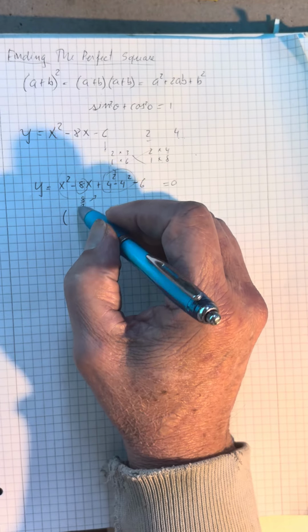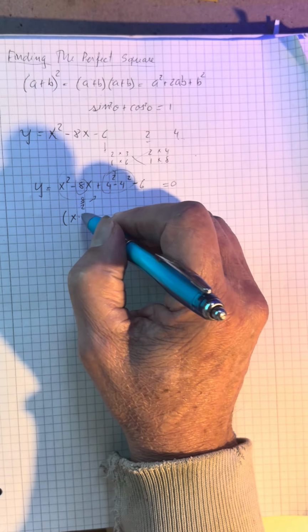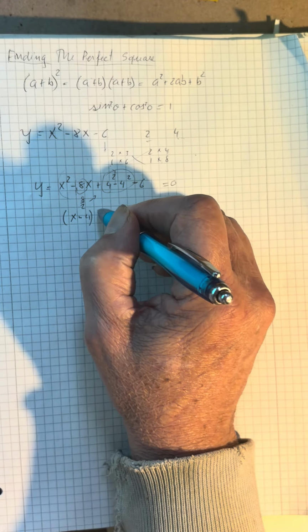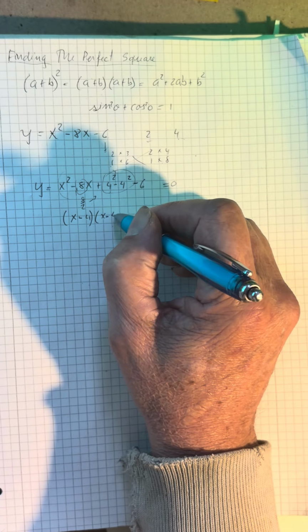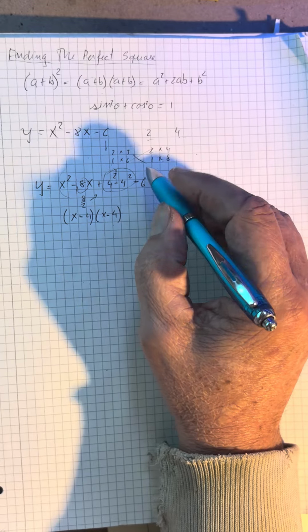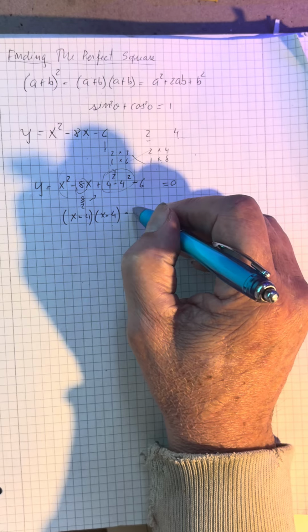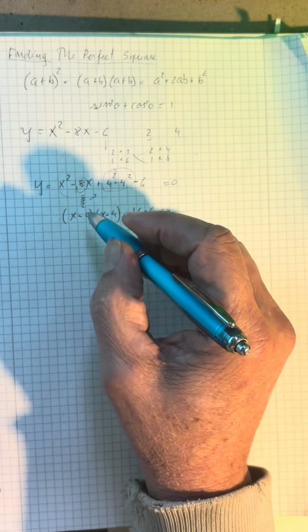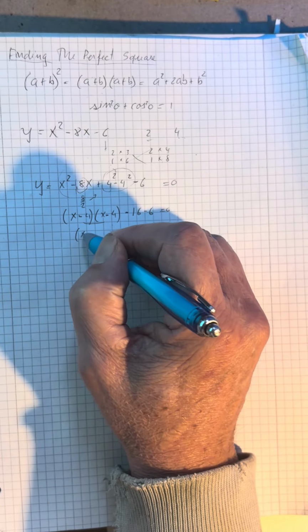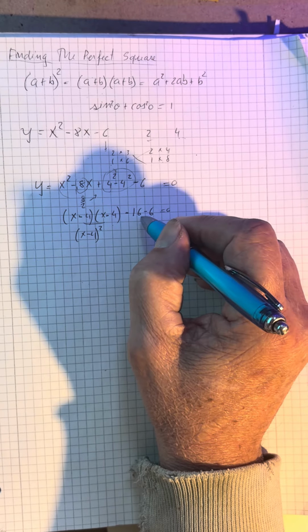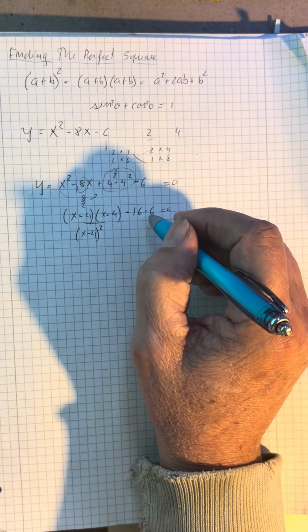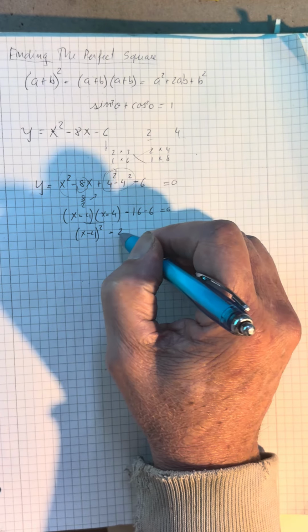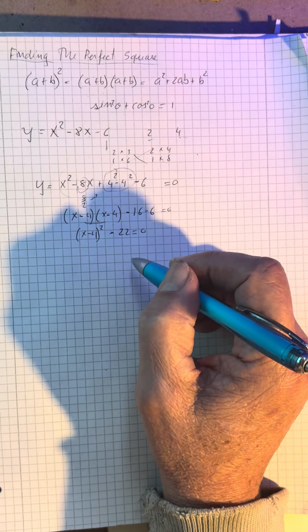So we will write x minus 4, because of the minus sign here, and x minus 4, and then we write the rest of the stuff, which is minus 4 squared, which is 16, and we have 6 here, equal to 0. This we can write as (x minus 4) squared, and 6 plus 16 is 22. So this will be minus 22 equals 0.